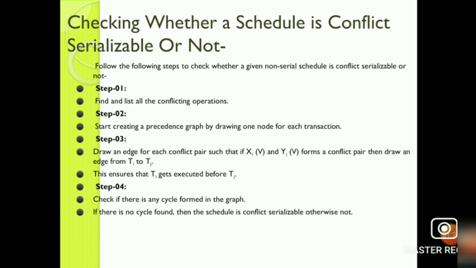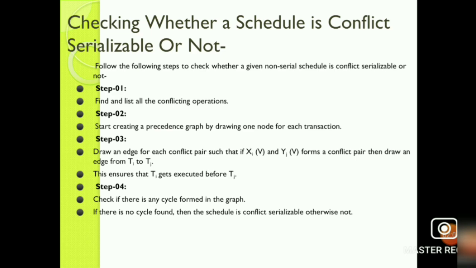So after drawing all the cases, that is all the pairs in the precedence graph, we have to check if there is any cycle in the precedence graph. If there is no cycle, then the schedule is conflict serializable. If there is any cycle in the graph, then it is not conflict serializable. So these are the steps. We have to follow all these 4 steps to ensure whether a given schedule is conflict serializable or not.